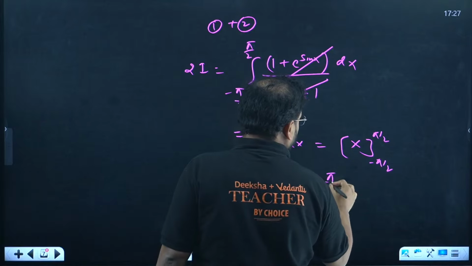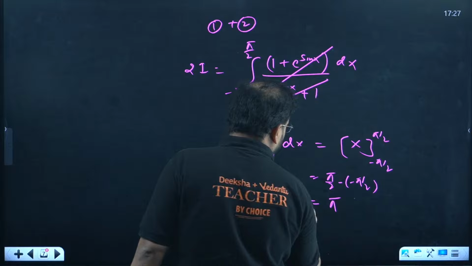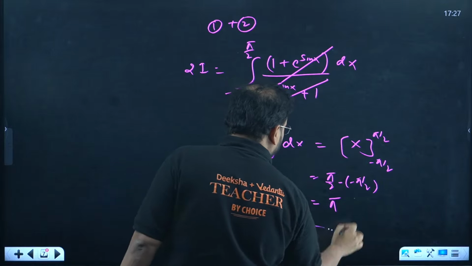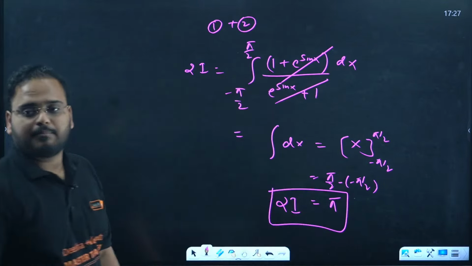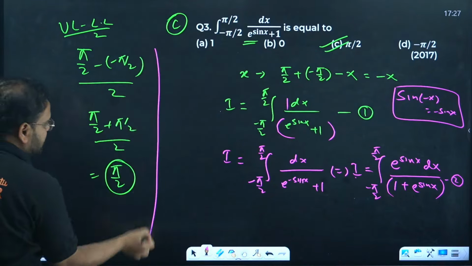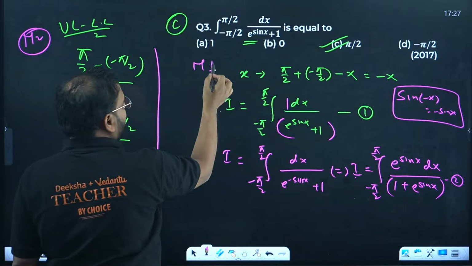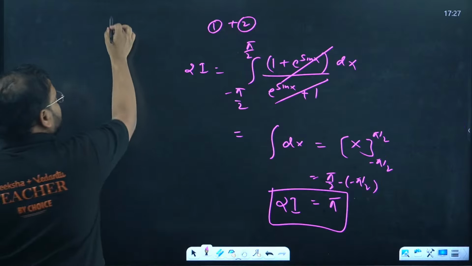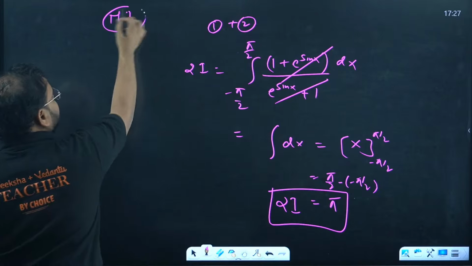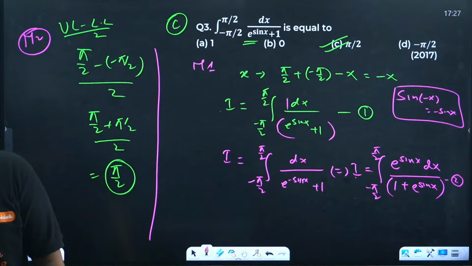So it becomes pi by 2 minus of minus pi by 2, and the answer is pi, and on the left hand side we have 2I. So I value is what, beta? Pi by 2. I value is pi by 2. The trick is method number 2, and this is method number 1 that continues here. This is also method number 1 only, by the way. Okay, any problem?